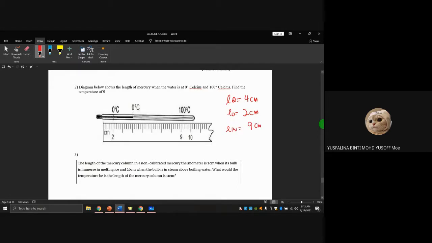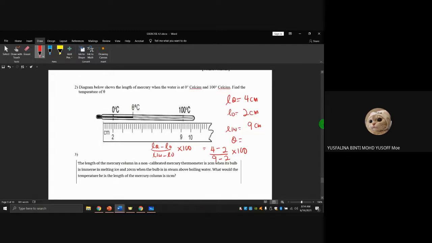The question asks you to find theta, the temperature here. So we use the formula L theta minus L0 divided by L100 minus L0 times 100. L theta is 4. L0 is 2 cm. L100 is 9 cm. L0 is 2 cm. Then you times 100. Can you find for me the answer for this one?